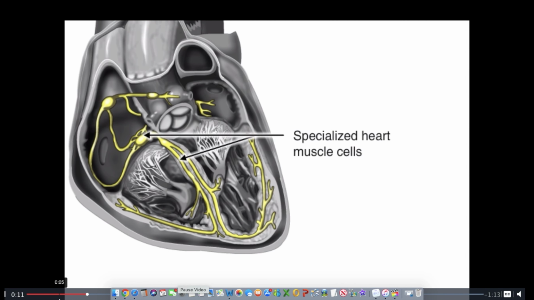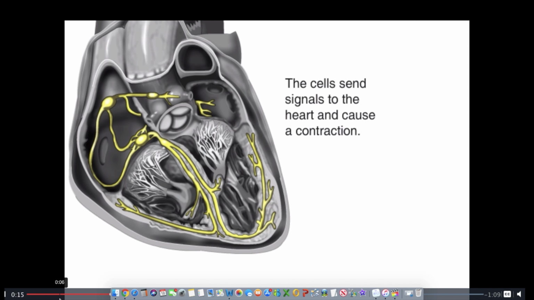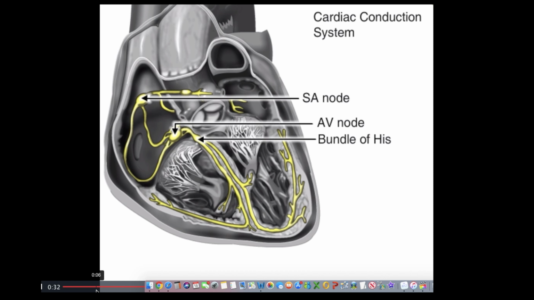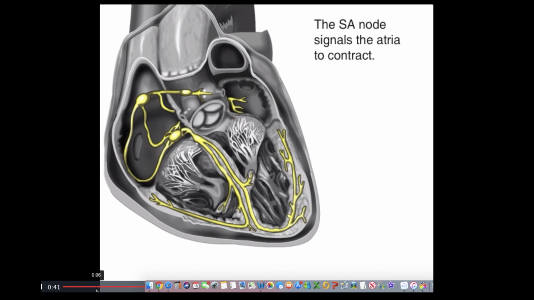The cardiac conduction system is a group of specialized cardiac muscle cells in the walls of the heart that send signals to the heart muscle, causing it to contract. The main components of the cardiac conduction system are the SA node, AV node, bundle of His, bundle branches, and Purkinje fibers. The SA node, the anatomical pacemaker, starts the sequence by causing the atrial muscles to contract.